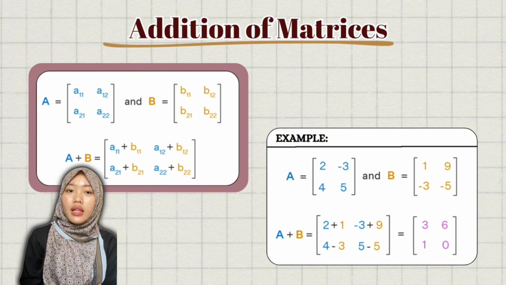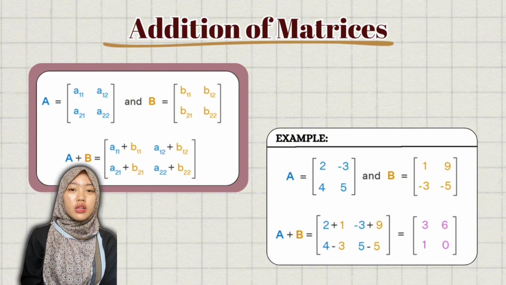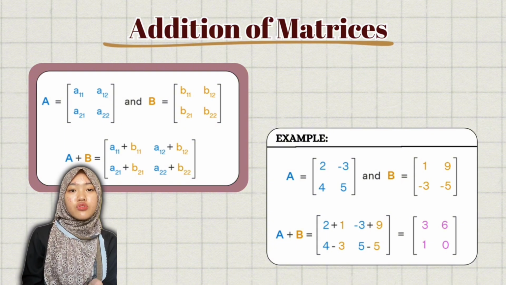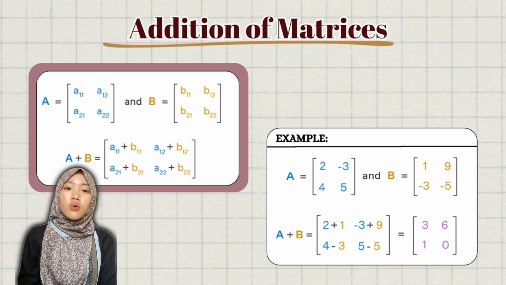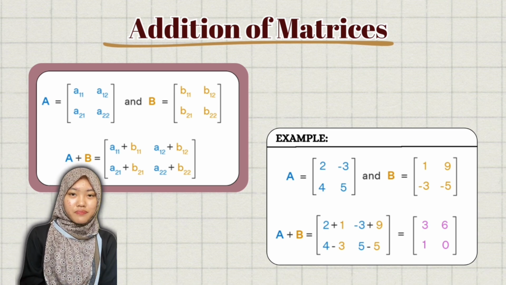This means we add the element in the first row and first column of matrix A to the element in the first row and first column of matrix B, and so on for all of the elements. So, let's perform the addition step by step.